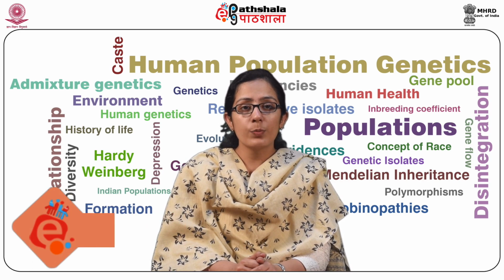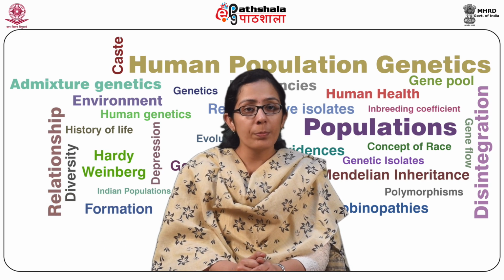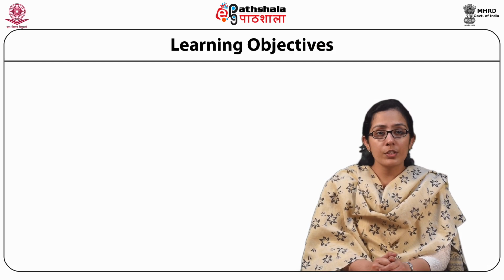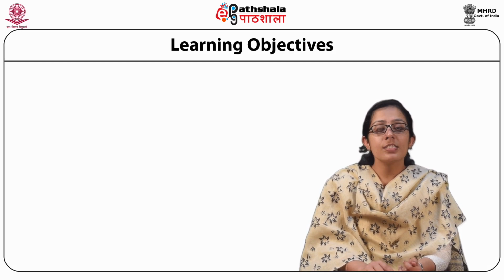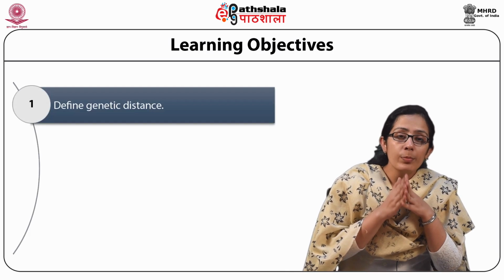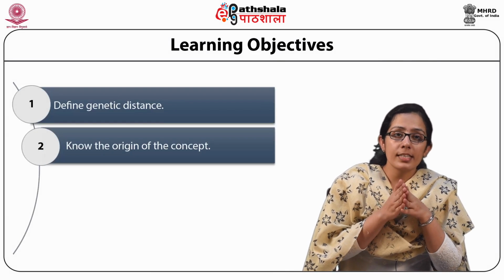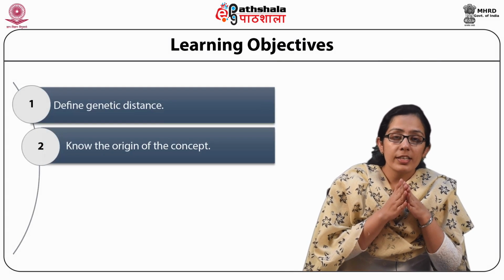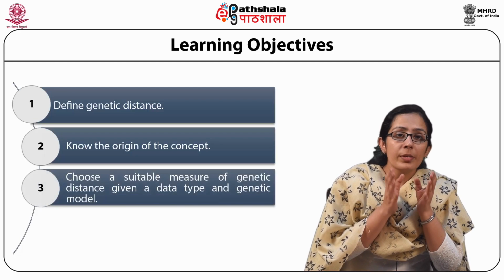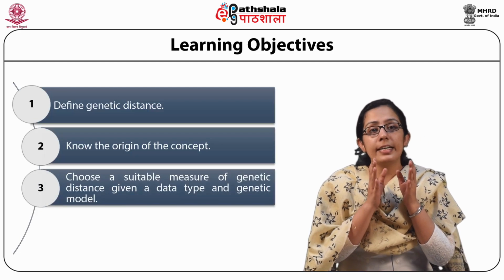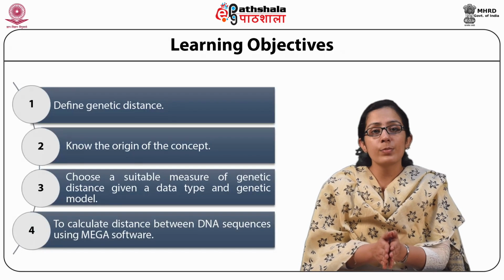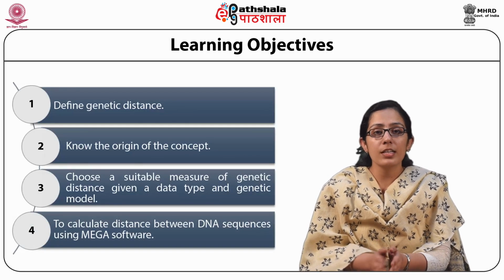Today we will start with the module Genetic Distance from the paper Human Population Genetics. The learning objectives of this module are: first, to define the genetic distance; then you will be able to know the origin of the concept of genetic distance; thirdly, choose a suitable measure of genetic distance given a data type and genetic model; and lastly, to calculate distance between DNA sequences using MEGA software.